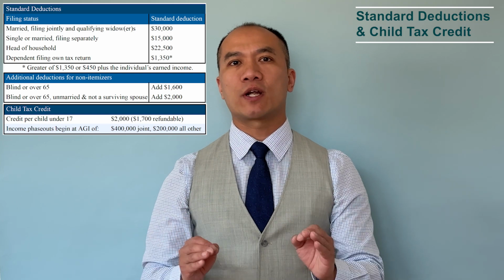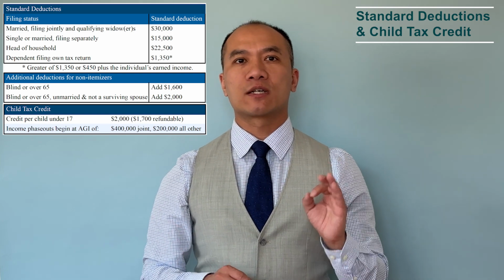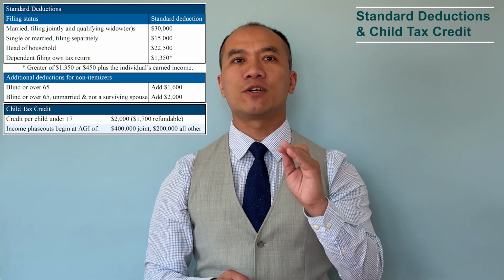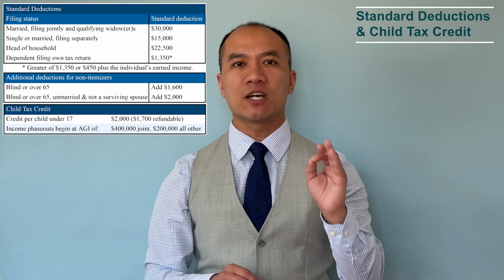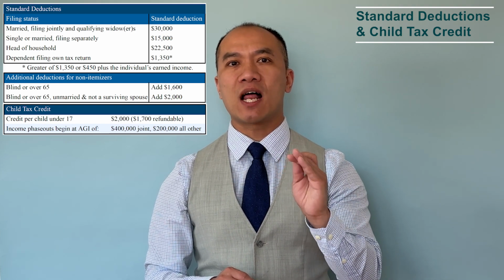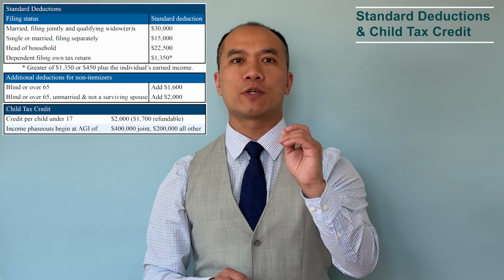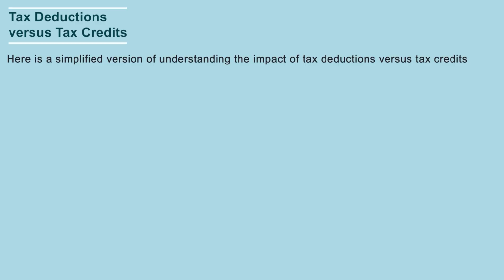The child tax credit is per qualifying child. The credit is partially refundable and there is an income phase-out. A tax credit is better than a tax deduction because a tax credit is a dollar-for-dollar reduction on the taxes we owe. Here is a simplified version of understanding the impact of tax deduction versus tax credit.